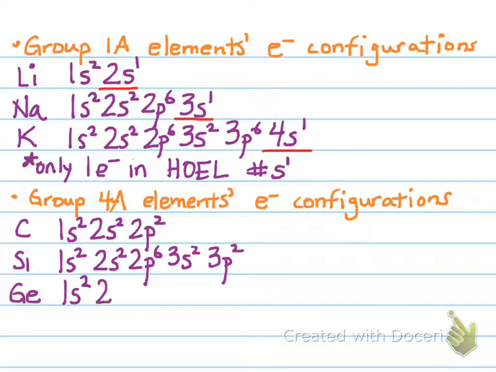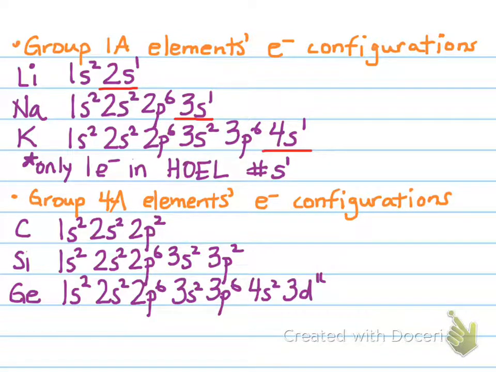And for germanium, which has 32 electrons, 1s2, 2s2, 2p6, 3s2, 3p6, that takes us to argon, 4s2, 3d10, 4p2. So again, we're going to do the same thing that we've done before.